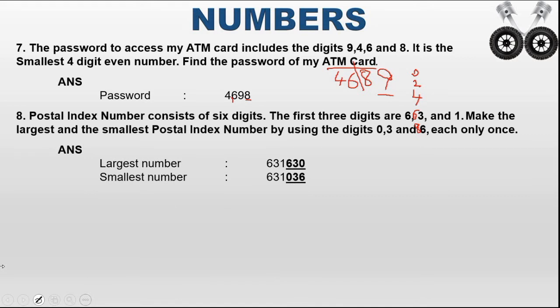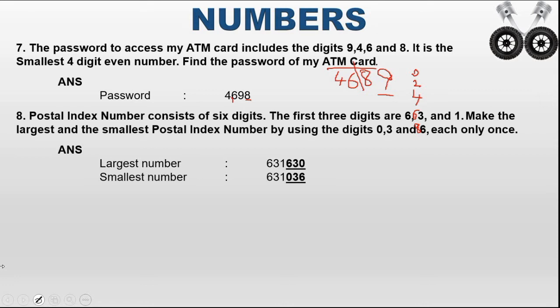So here the first 3 digits are fixed. What is the first 3 digit number? 631 is the fixed 3 digit number. What they are asking you to make is the largest next 3 digit number and then the smallest next 3 digit number by using the digits given, 0, 3, 6. Those should be used only once.